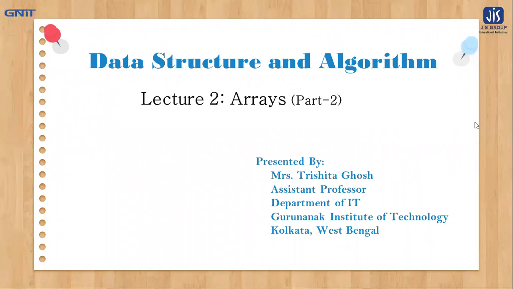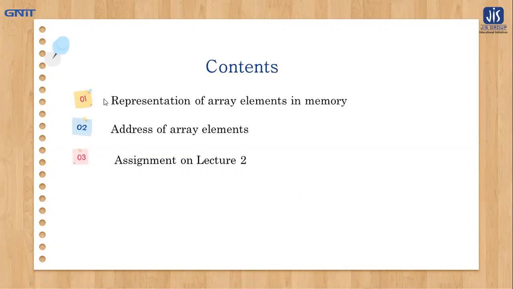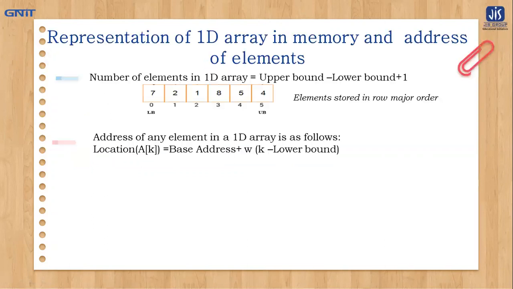In the previous lecture, we learned about arrays, the definition of an array, the types of arrays, and how they can be stored in the computer. Today we will learn in detail how many elements we can store in an array, how they are stored, and what the address of a specific element present in an array will be. So our content is the representation of array elements in memory and the address of the array element. Today I will also give you some assignments on this lecture series.